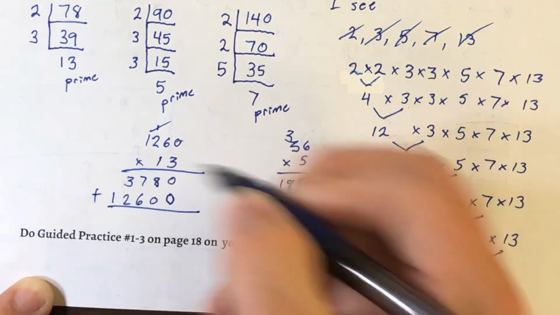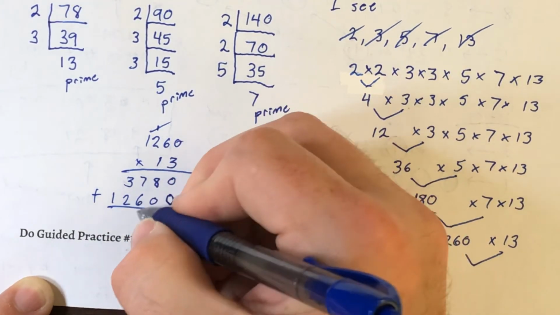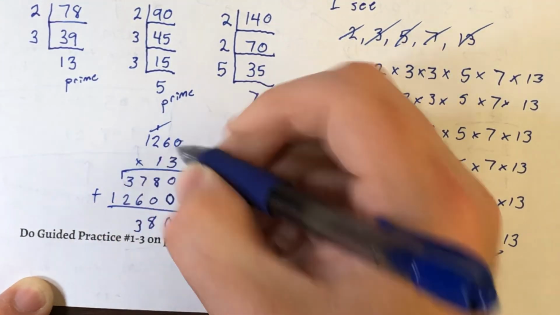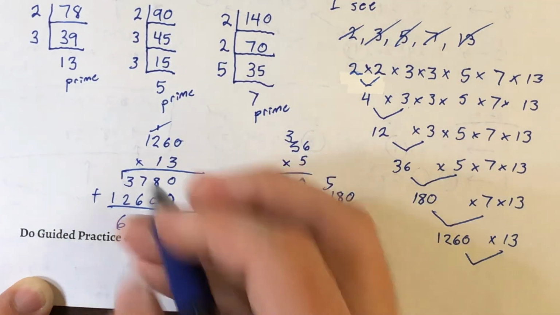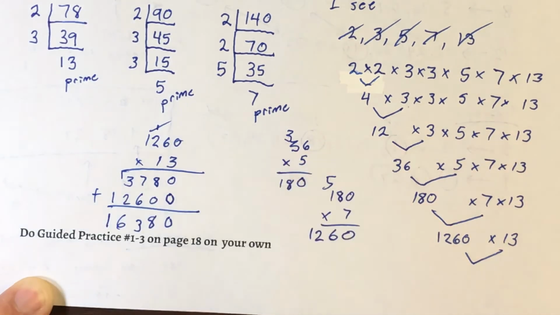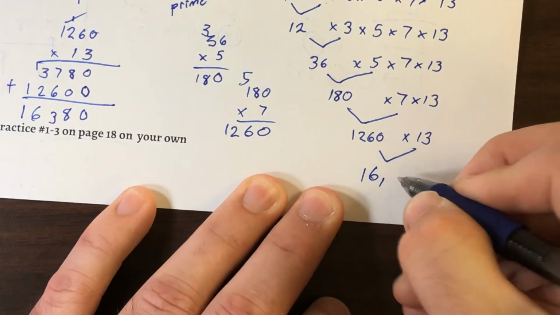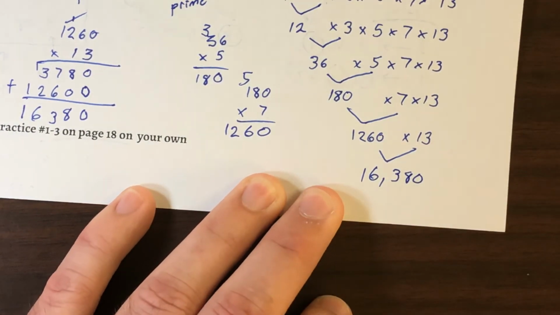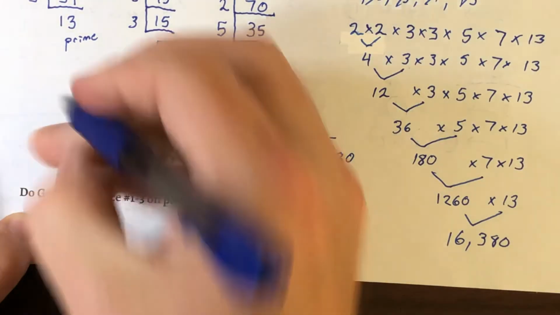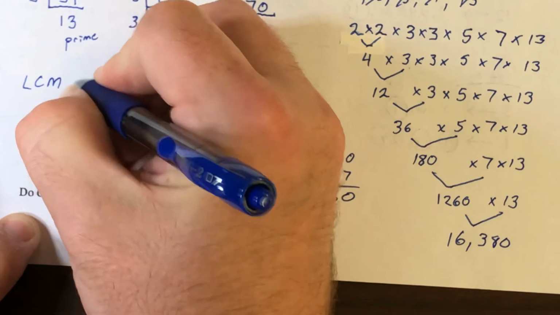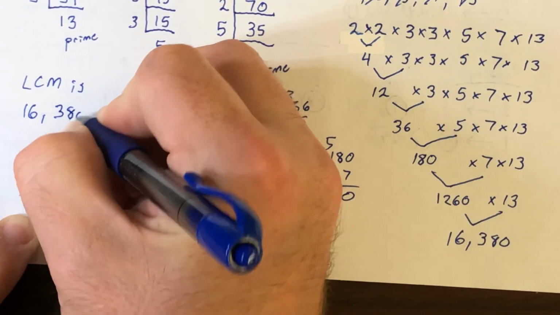Last step, add. 0 and 0 is 0. 8 and 0 is 8. 7 and 6 is 13. Add the 2, the 3, and the carried 1. You get 6. And, well, 1 is just 1. Look at that sucker. All right, 16,380. That is our LCM. So let's write our answer and be finished with this problem. So the LCM is 16,380.